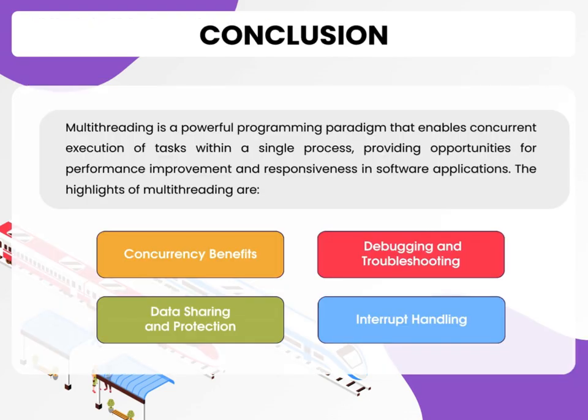Multithreading is a powerful programming paradigm that enables concurrent execution of tasks within a single process, providing opportunities for performance improvement and responsiveness in software applications. The highlights of multithreading are concurrency benefits, debugging and troubleshooting, data sharing and protection, and interrupt handling.